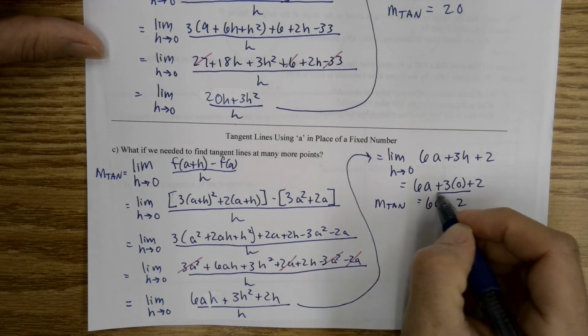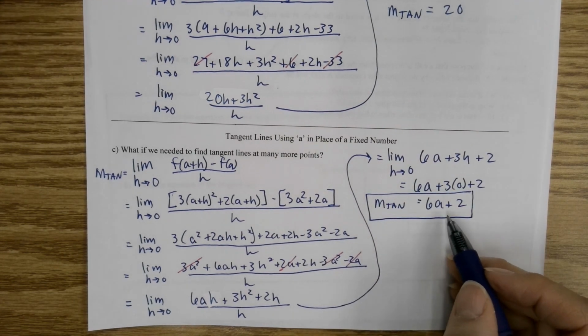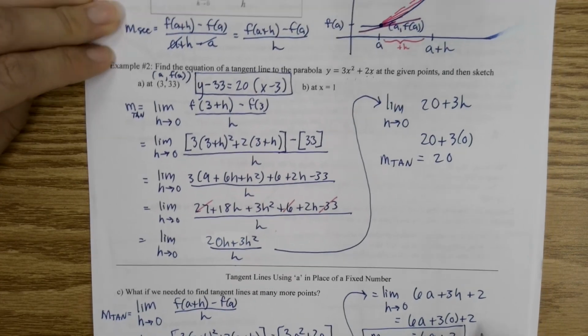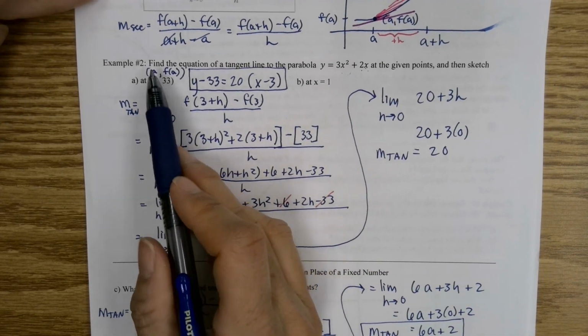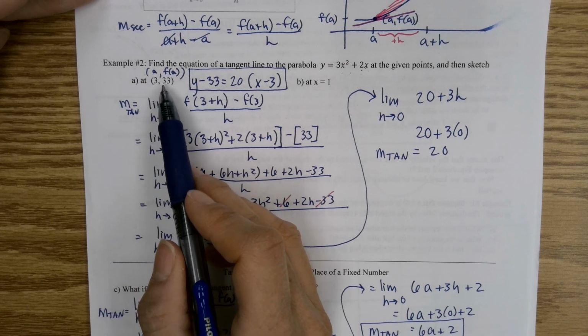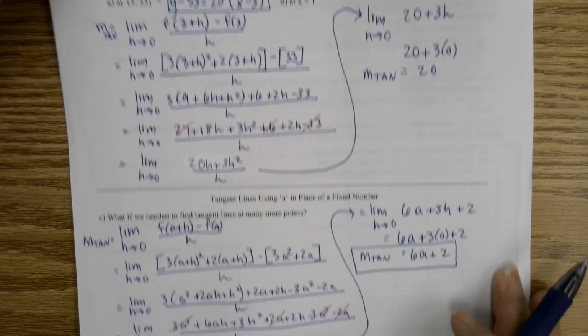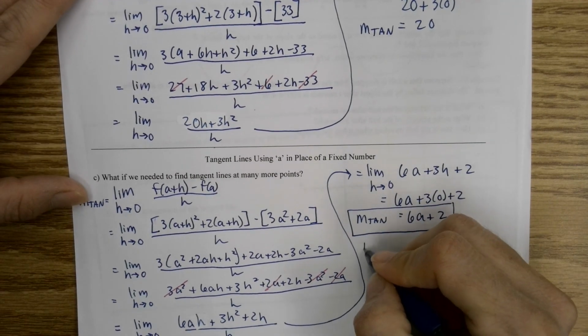Now that you have this expression, you could use this to find any slopes that you want. So for example, let's go back and test it. My part A on example number 2, I was finding the slope of the tangent line when a was equal to 3. Now come on down here. Let's substitute 3 in here.